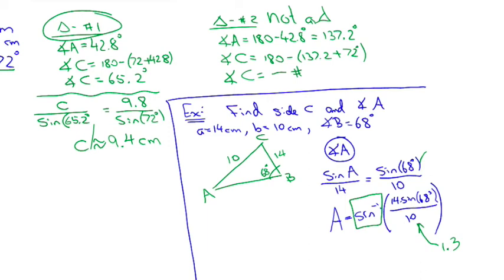So how many triangles do I have? None. This is the no triangle case. In other words, you have a side, and the last side is swinging in the air, and it just touches the third side. So it's kind of a cool triangle.